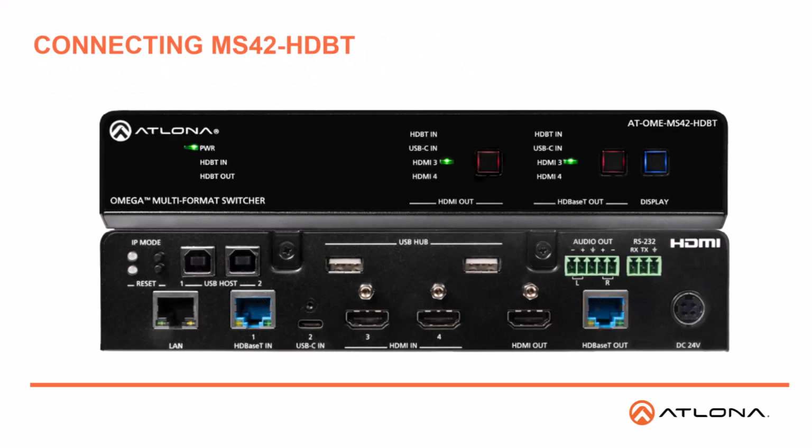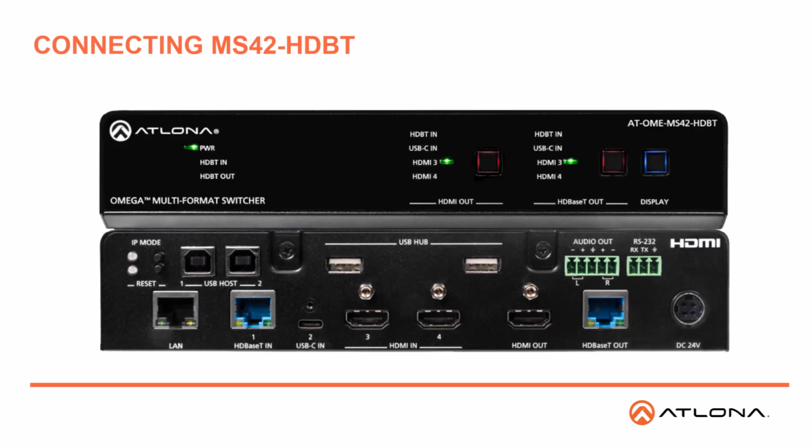The MS42-HDBT is shipped with DHCP enabled. Once connected to a network, the DHCP server, if available, will automatically assign an IP address for the unit. If the MS42-HDBT is unable to detect a DHCP server within 15 seconds, then the unit will use a self-assigned IP address within the range of 169.254. You can use an IP scanner along with the MAC address on the bottom of the unit to identify the unit on the network.